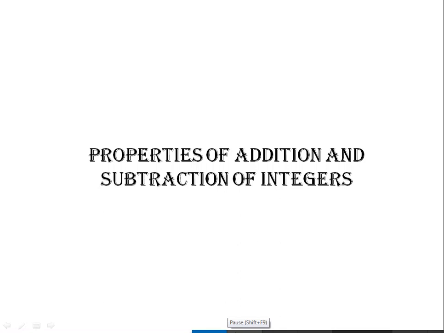Hello students, today we are going to deal with the properties of addition and subtraction of integers. In the last class we dealt with the rules of addition and subtraction of integers.